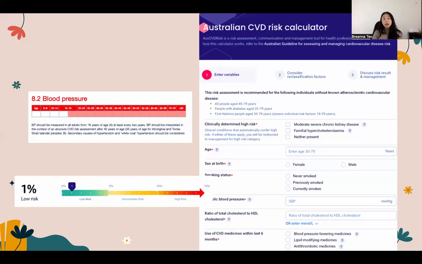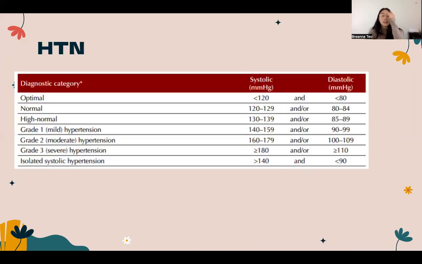So you can see here an example of the risk calculator. And on the left-hand side, you have one from the Red Book, blood pressure, and when we start to measure it in red. Again, this is just grades of hypertension, depending on the systolic and diastolic.